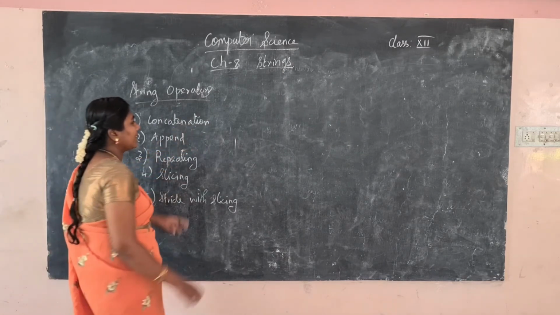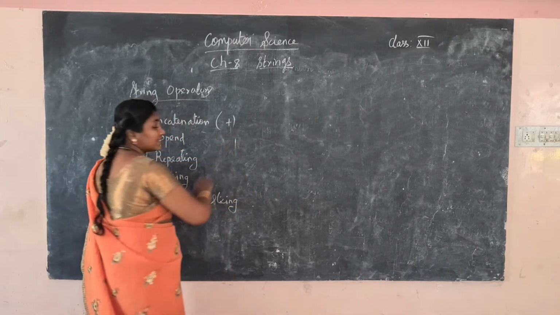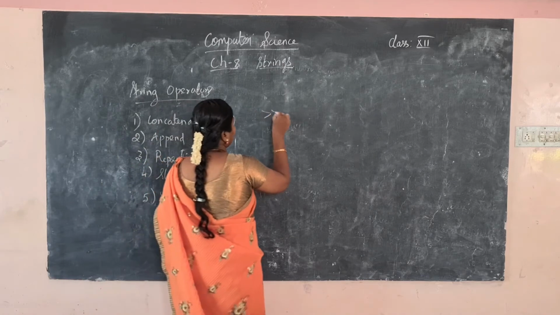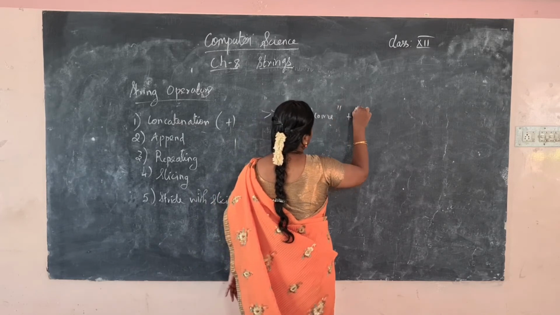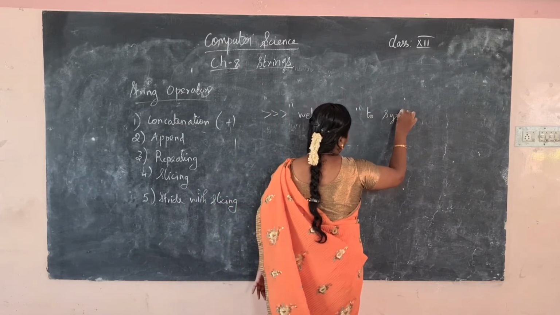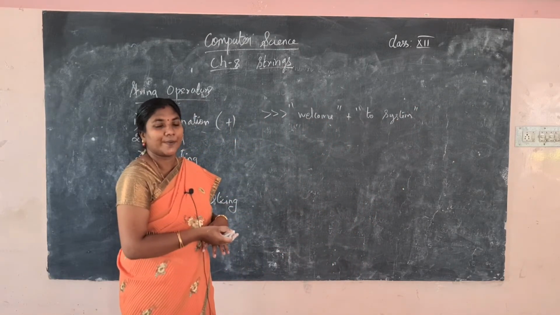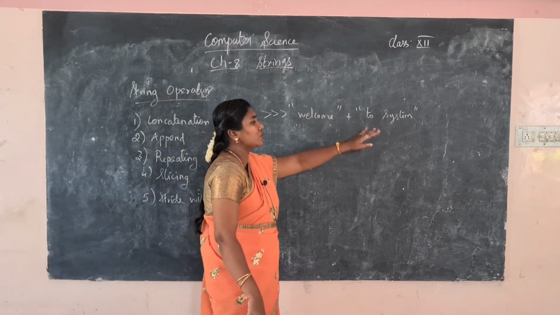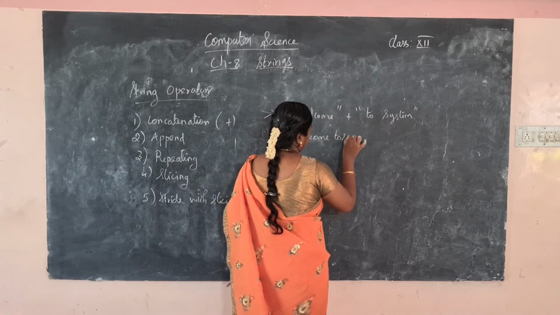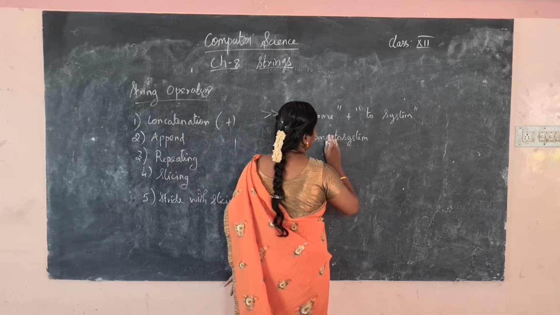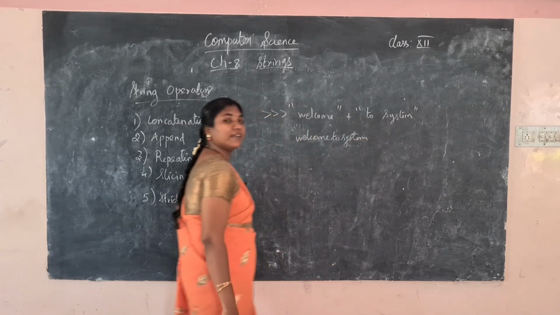First one, concatenation. What is the symbol for this? Plus. If you want to add two strings, you can use the concatenation operator, that is the plus operator. So welcome plus to system. My output will be welcome to system. Like this I will be having my output.